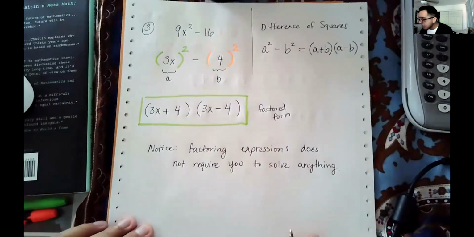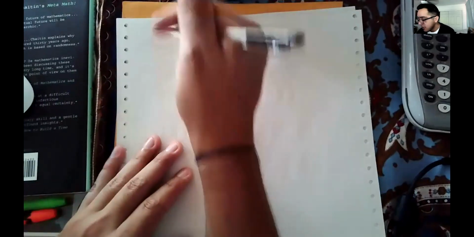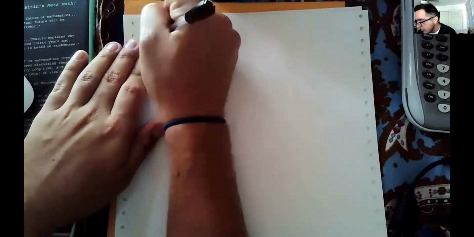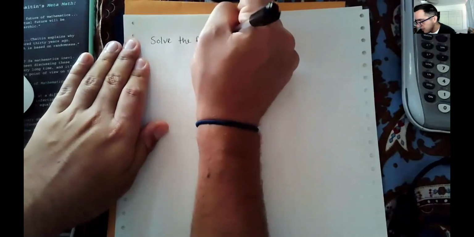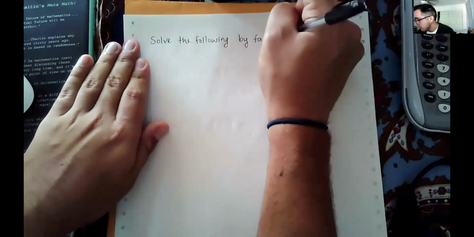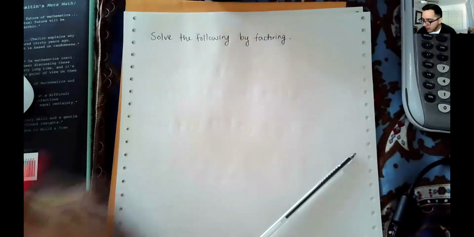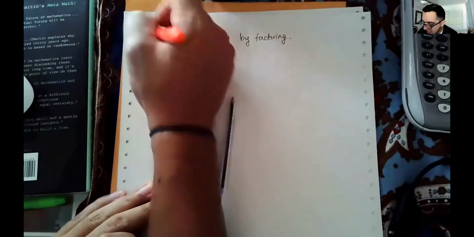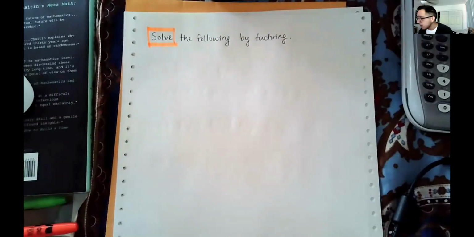But in this next set of problems, the instructions explicitly ask us to solve the following by factoring. Okay, so that key word here, solve, is what tells us that these problems are going to be different. And for these equations that we have to solve, we go one step further after we're done factoring.